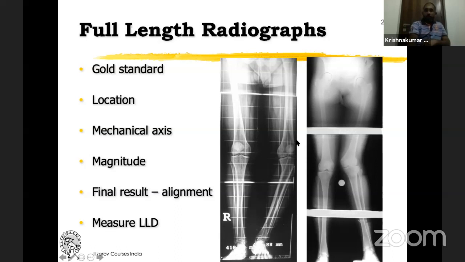And you can note that there is a white ball somewhere near the knee joint. That is the magnification marker that we use. It's a 30 mm steel ball, which helps us to calibrate the X-ray when we input these X-rays into the software. Nowadays, we use software for analysis. Earlier, we used to draw these lines on the X-rays using pencils.